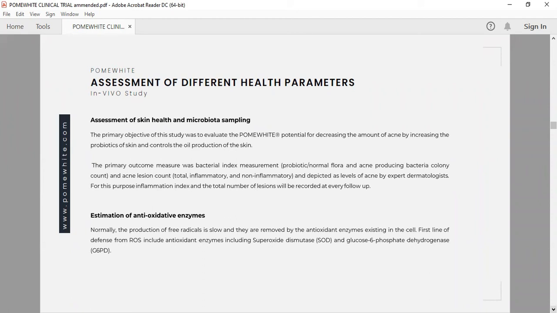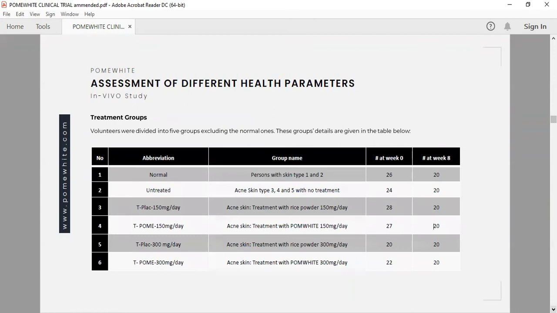Then the inflammation index: total number of lesions were recorded at every follow-up. Then we have a very important property of antioxidant enzymes, and for this study, in order to measure the ROS, which is reactive oxygen species, we include the enzyme superoxide dismutase and glucose 6-phosphate dehydrogenase. Both of these are very important in the pathway of the antioxidant defense system.